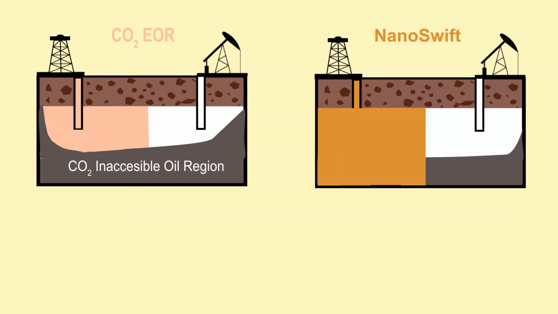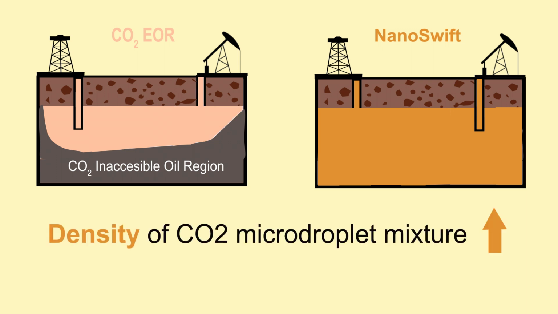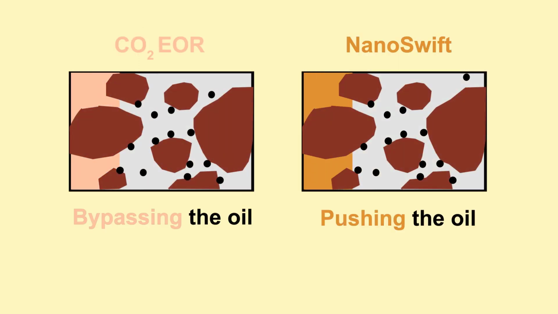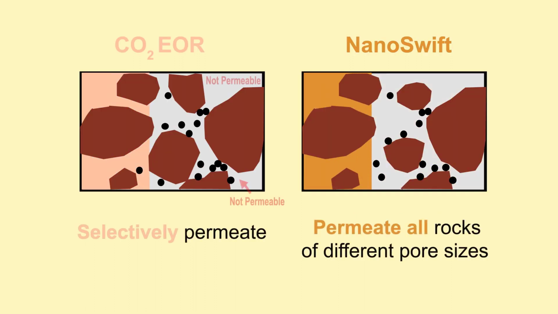First, the relatively higher densities of water and hydrogel increase the density of the mixture, which enables the mixture to reach the bottom of the reservoir. Second, the viscosity of the mixture is increased due to the drag force applied on the droplets by the CO2 and the inherent viscosity of the capsule material. Third, making the droplets microscale also allows them to permeate all rock pores of various sizes.